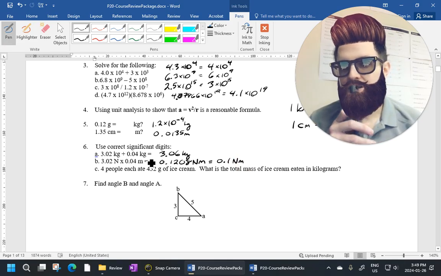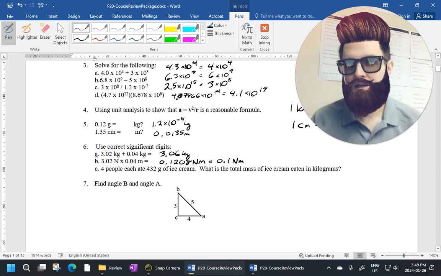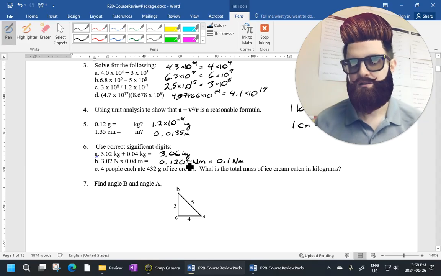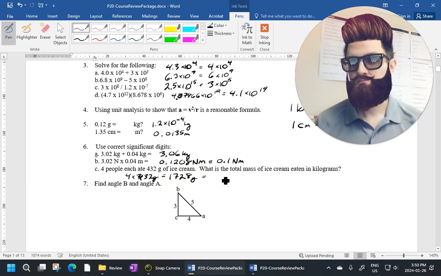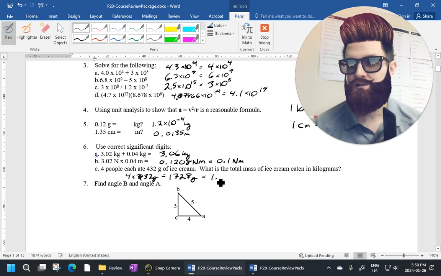4 people each ate this. How much is the total mass? I guess I'm multiplying this, right? So 4 times 432. So when I did this, I'm going to get 1,728 grams, which, if you want to put in kilograms, follow the rule up there. I'm going backwards. I'm going to divide by 1,000. Right.